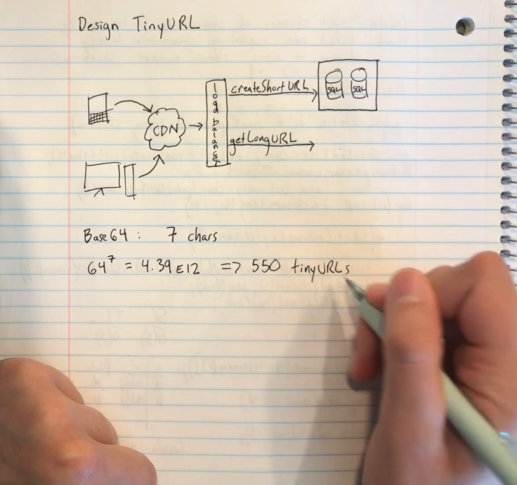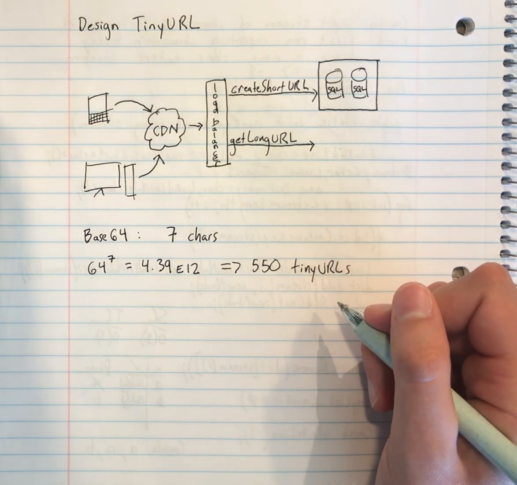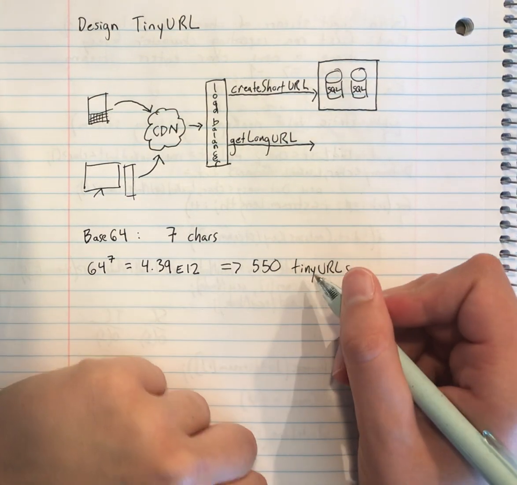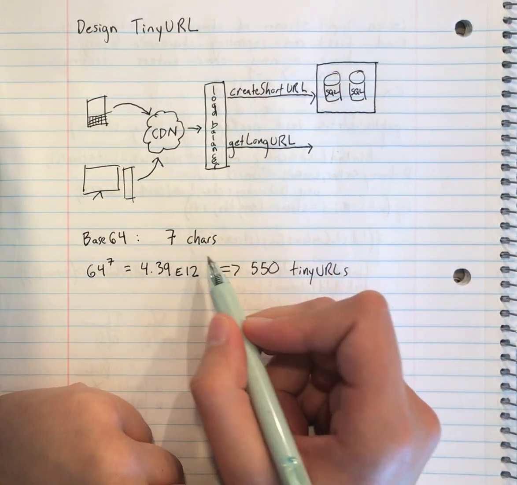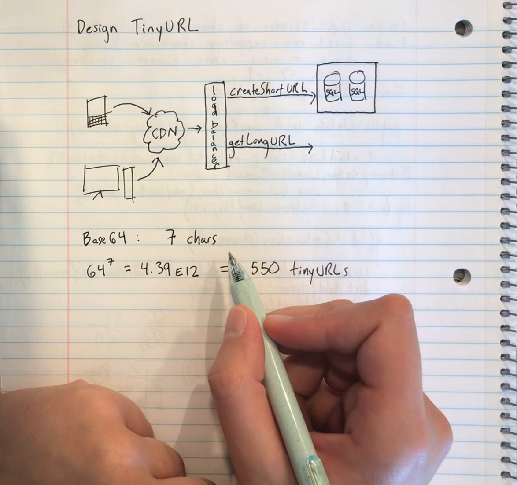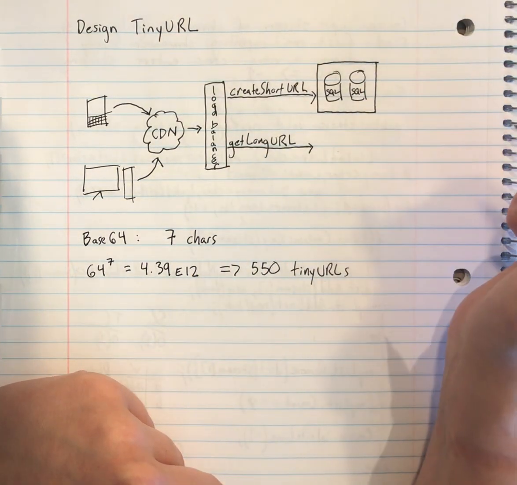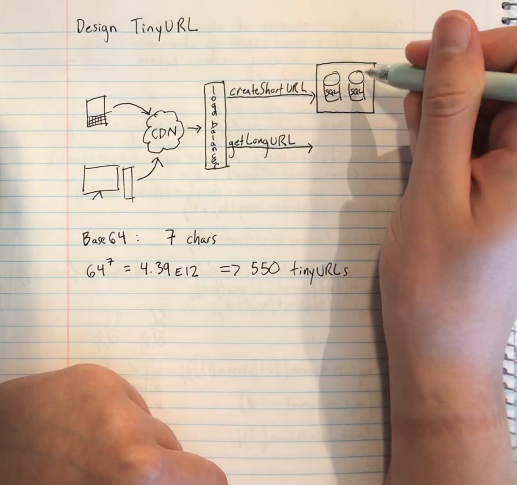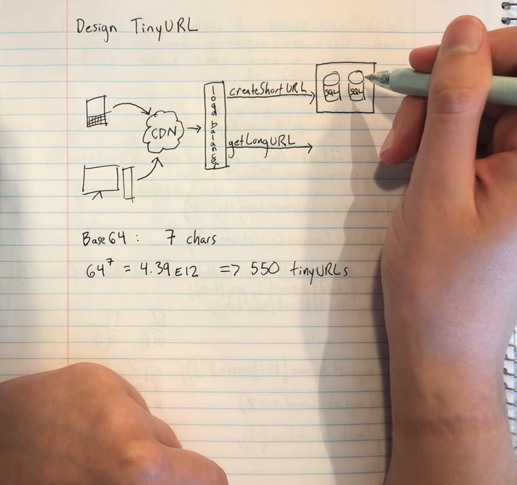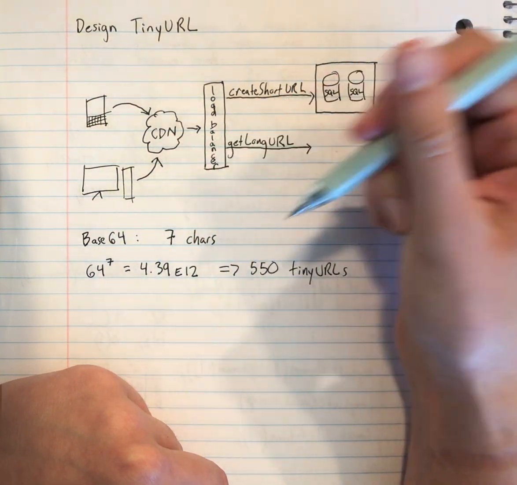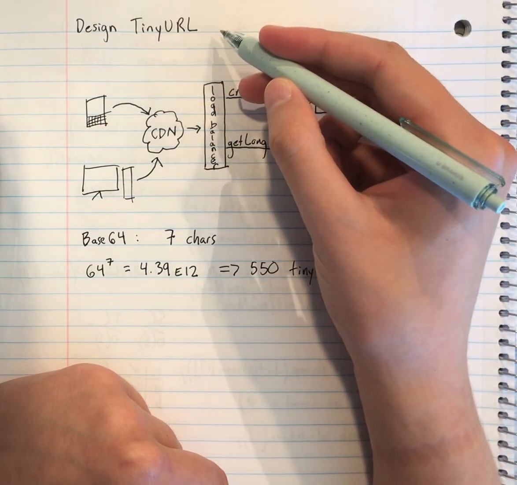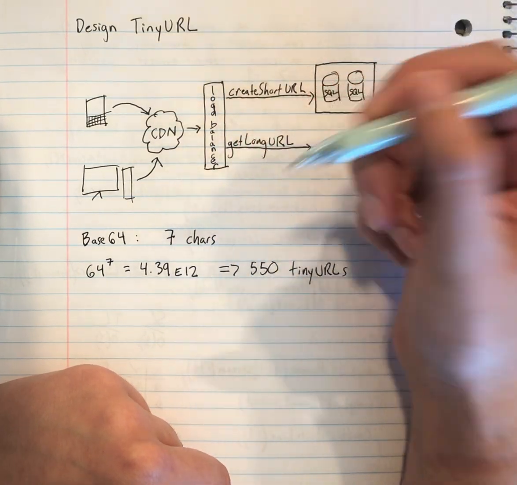So I'm going to go with that estimate. Obviously, if for some reason this wasn't enough, we could increase the number of characters that could be included in tinyURL. So what we have here is our SQL database. We have keys generated using Base64, and our tinyURL is going to have a size of 7 characters.